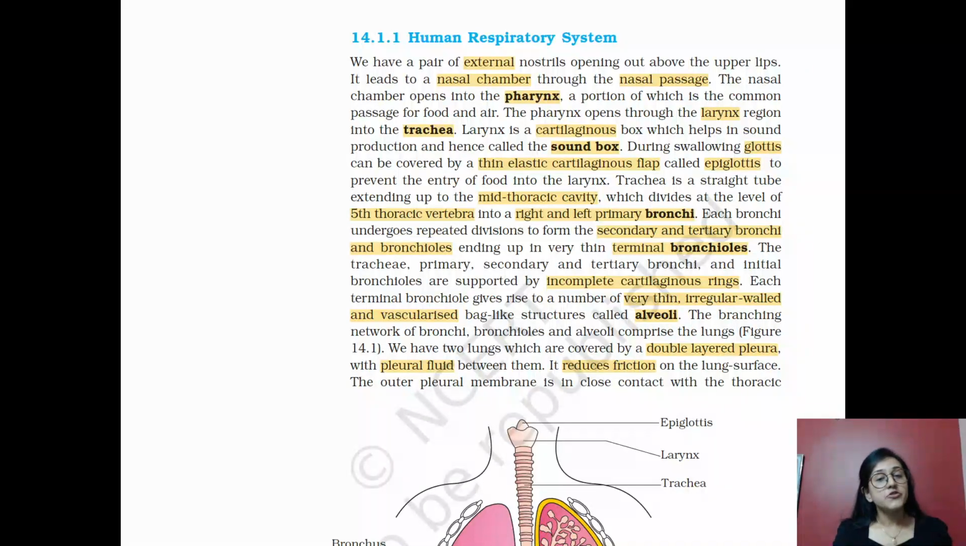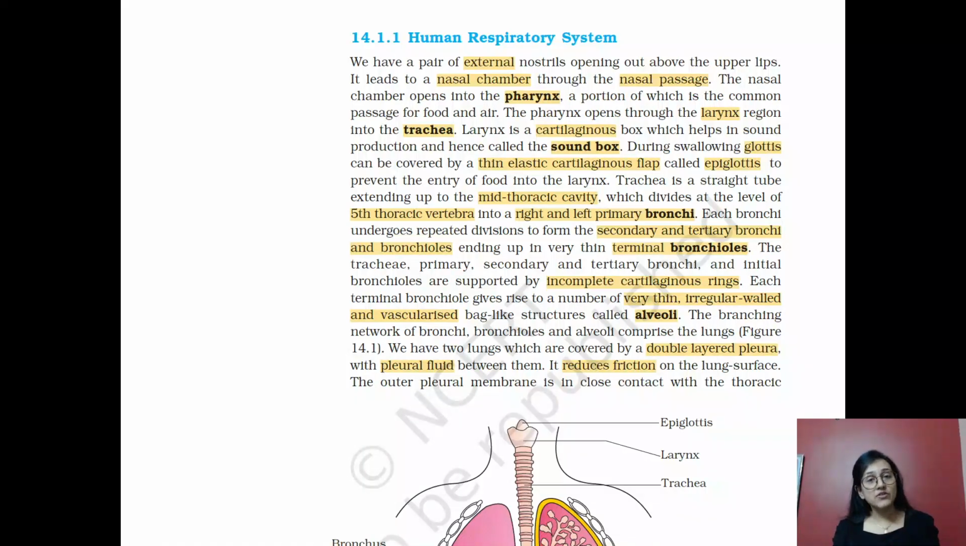We have 2 lungs which are covered by double layered pleura. This pleura is the protective layer of our lungs, and there is pleural fluid between these two layers of pleura. What is the function of pleura? It reduces friction on the lung surface. As we can experience with each breathing process, each inspiration and expiration, our thoracic cavity goes up and down. So there is the change in the thoracic volume. If there is no pleural fluid, it can cause severe friction, leading to damage of the internal organs.